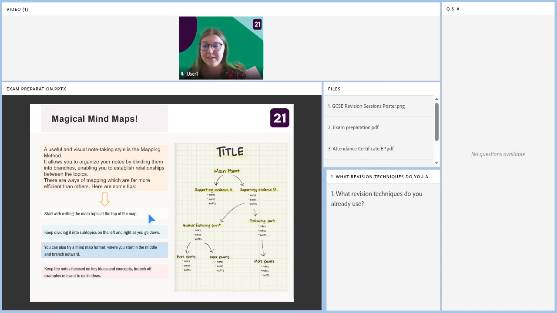But some key tips. So mind maps are not the same as where you put, what are they called? Where you put a word in the middle and you just put a few arrows off.